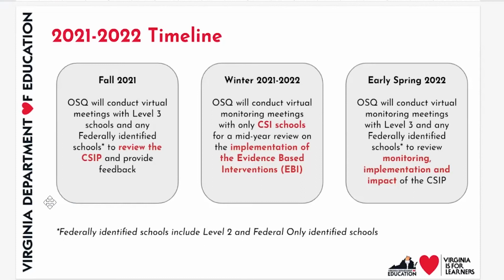In early spring 2022, the Office of School Quality will conduct virtual monitoring meetings. All these are virtual meetings with level 3 and any federally identified schools to review monitoring, implementation, and that impact of the CSIP. By this time, you'll have that data. You'll have the ability to assess the growth. And we really want to, and this is something to think about: what's your baseline data? Where are you starting from? And then we want to think about the growth and really want to support you with that.